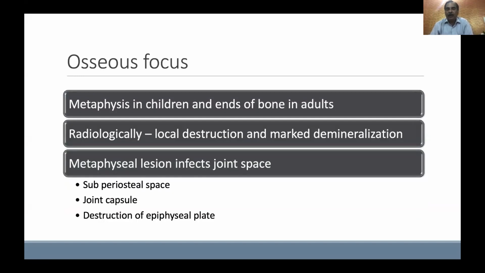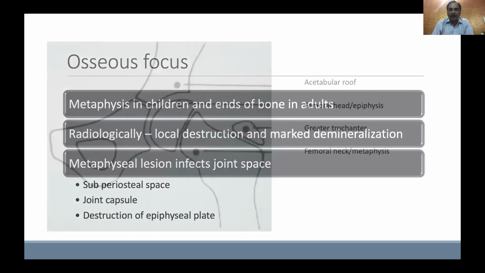The osseous focus is common in metaphysis in children and in the ends of the bones in adults. Radiologically, you see the local destruction and marked demineralization. You would remember that the juxta-articular osteoporosis is seen in rheumatoid arthritis and tuberculosis as two typical conditions. And then the metaphyseal lesions can infect the joint space. It involves the subarachnoid space, joint capsule, and can lead to destruction of the epiphysis.